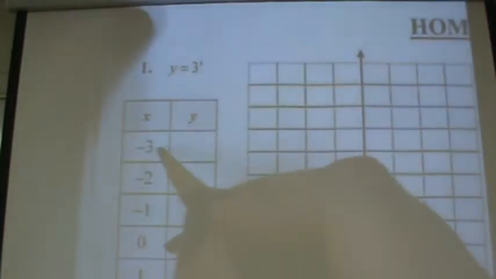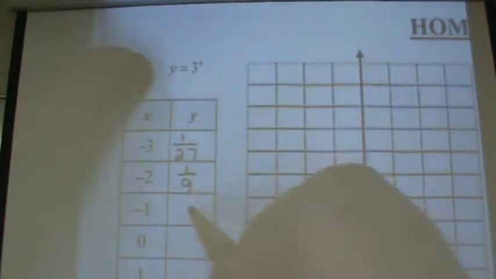Okay, number 1. Here's your homework, 7.2. How would you graph this without a calculator? Well, this is easy. You're going to take -3, you're going to plug it in for x. So if you did 3 to the -3 power, it'd be 1 over 27.